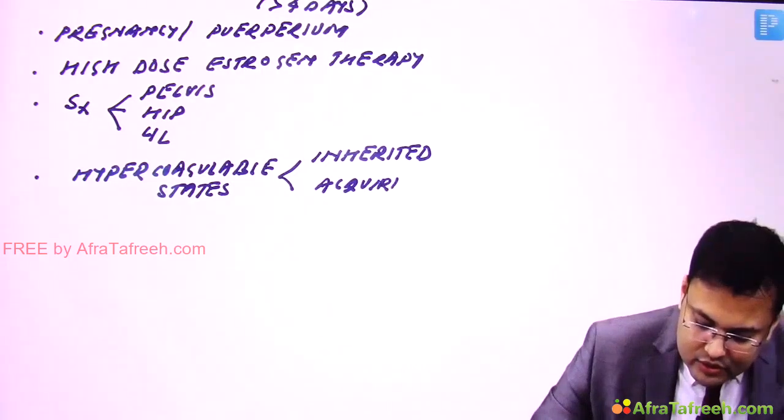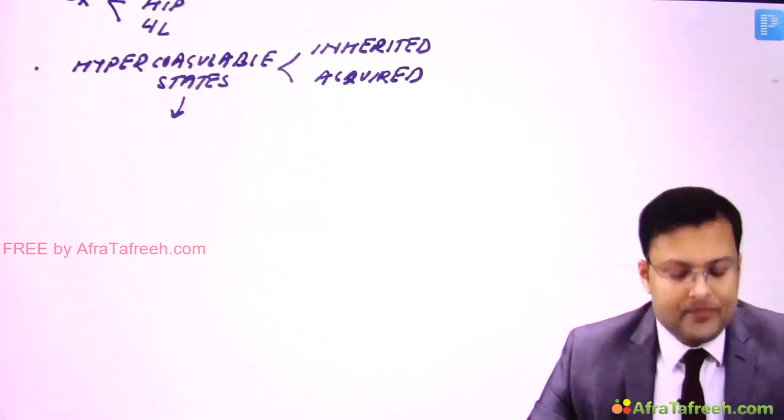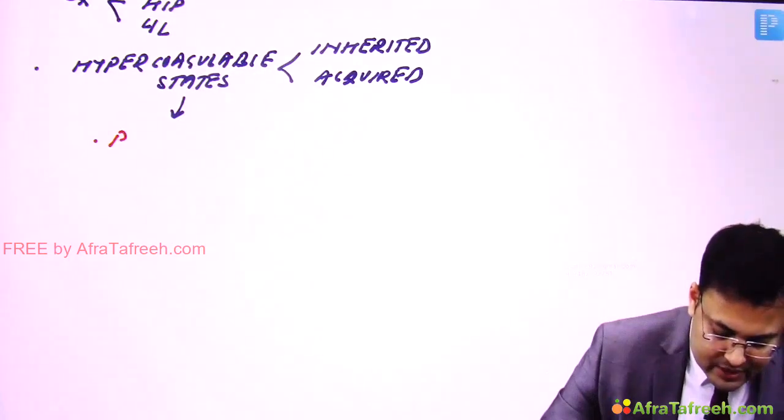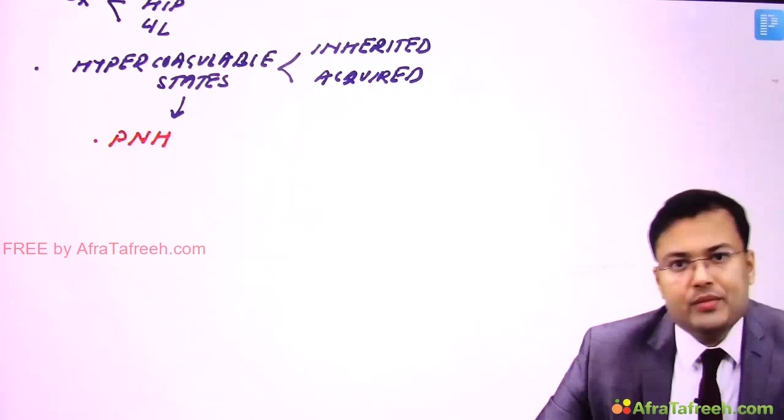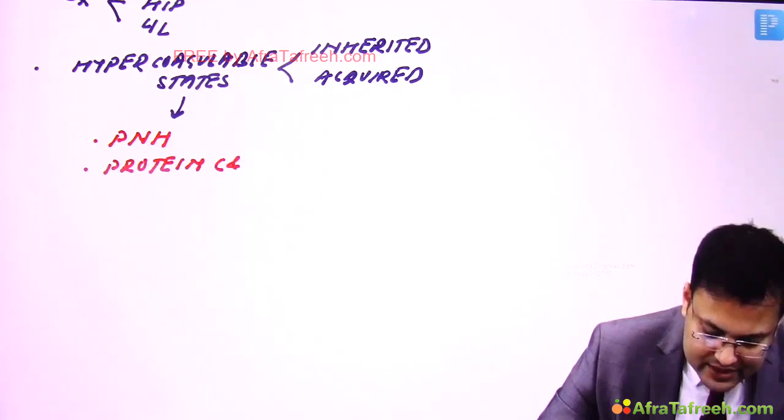Okay. So see what are the hypercoagulable states which are going to increase the risk of DVT and pulmonary embolism. First is paroxysmal nocturnal hemoglobinuria. Second, we discussed protein C and protein S deficiency.